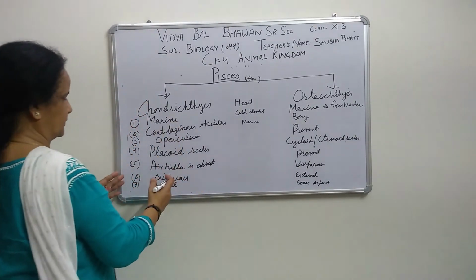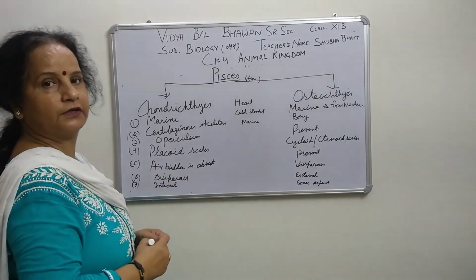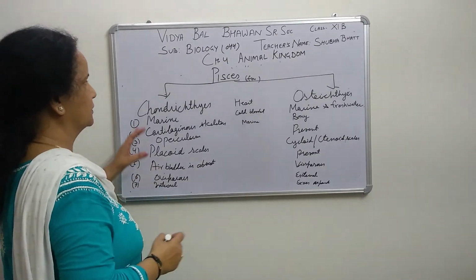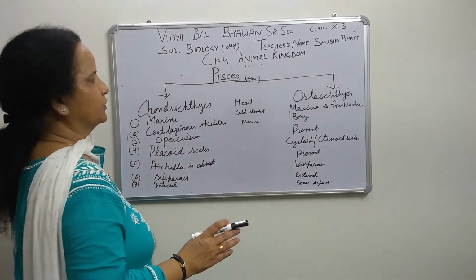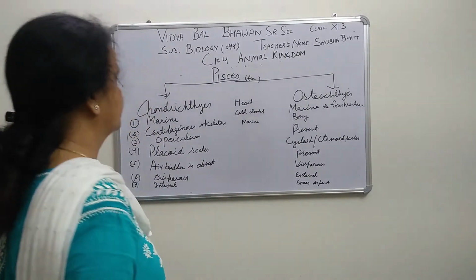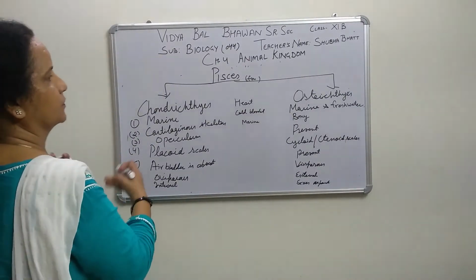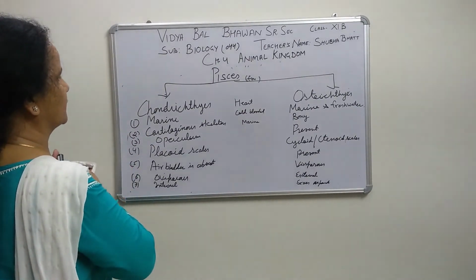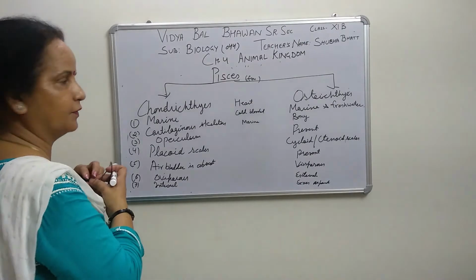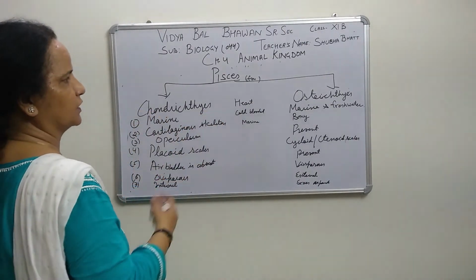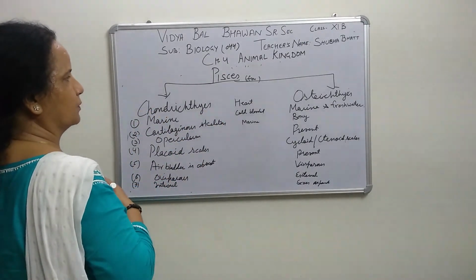The other ones are the differences. So these are very important differences. The questions are 100% sure in every school paper, you will see that question will always be there: differentiate Chondrichthyes and Osteichthyes, and there are 6 differences, right? So it is given in the book also.